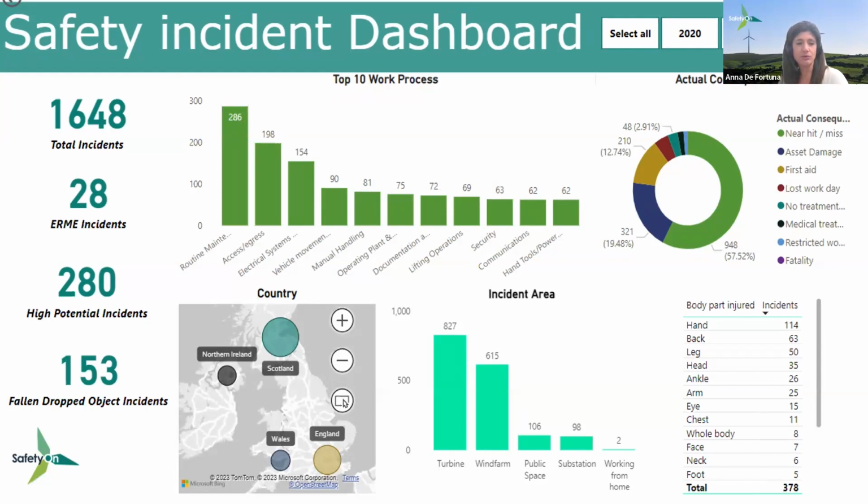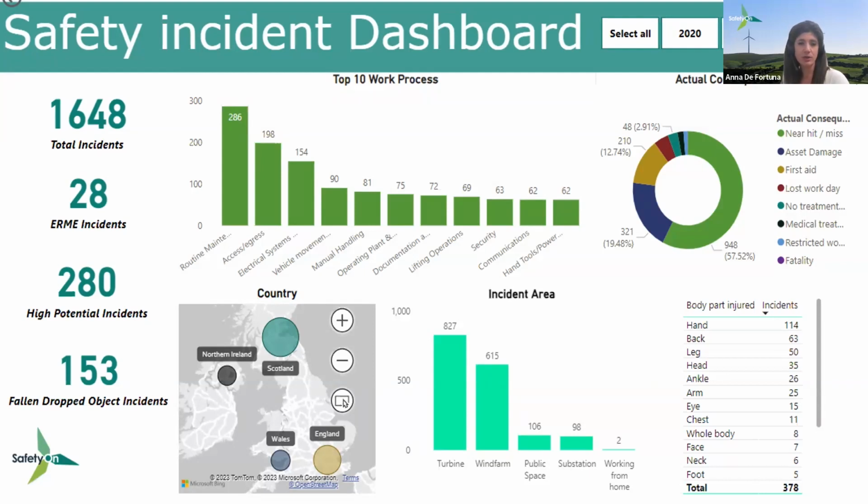It's also important to note that 37 of those high potential incidents in 2022 were in regard to a fallen object, which is a 4% increase to what was recorded in 2021. And then whilst we're on the topic of fallen and dropped objects, you'll see that SafetyOn recorded 153 fallen and dropped object incidents between 2020 and 2022.